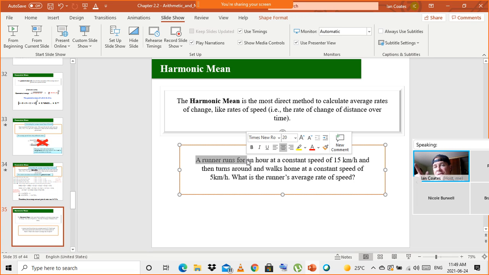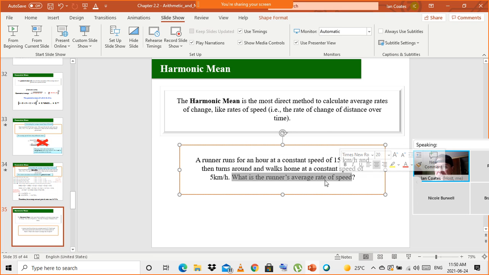And then they turn around and walk home at a constant speed of 5 kilometers an hour. 15 kilometers at 5 kilometers an hour takes them 3 hours. So it's 1 hour there, 3 hours back. You guys have done your physics. You know speed is equal to distance over time. What is the runner's average rate of speed?